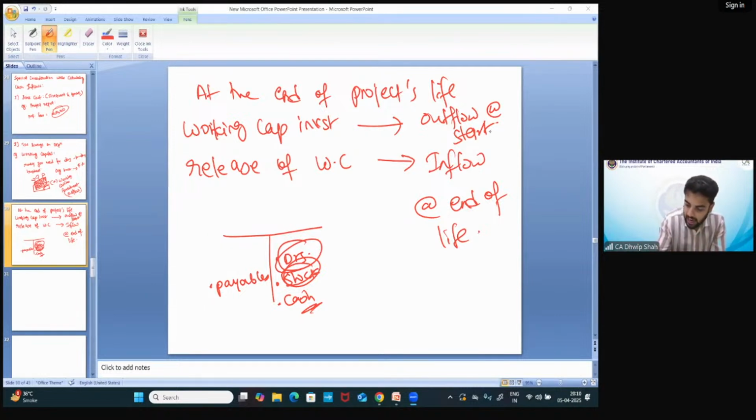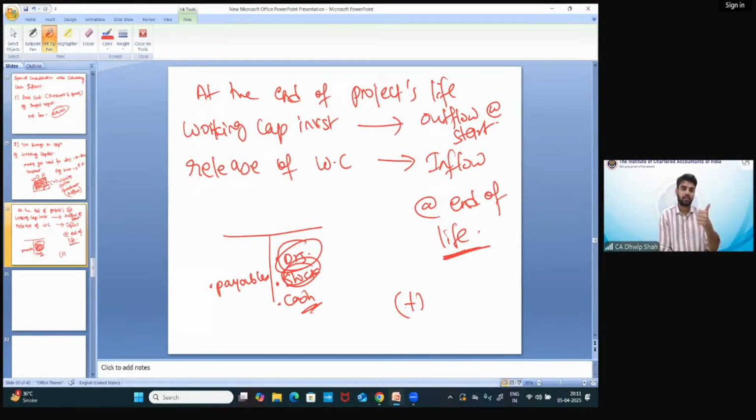So can I say, at the start there is no need to discount. But at the end of life, you have to add this with your other inflows and discount this as well, because the NPV technique is concerned with present value. So this release of working capital will also be discounted. Please take a note of it. Release of working capital has to be discounted just like other inflows. Following?